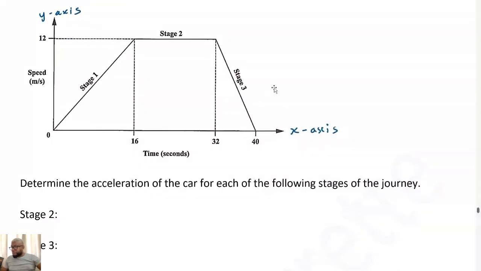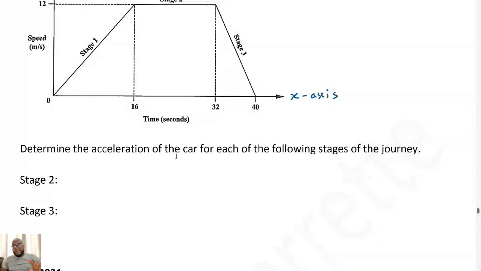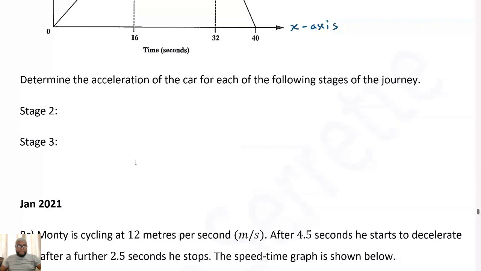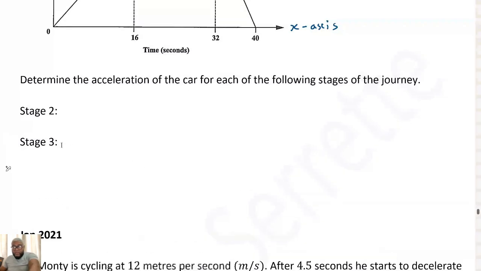And for stage three, Isaiah, is it an acceleration, a deceleration, or constant speed? Acceleration, sir. Deceleration, sir. Deceleration, right? So we good with all these things now. Let me see what this question is asking us. They want us to determine the acceleration of the car for each of the following stages of the journey. They did not put stage 1 here, but I want to put in stage 1 because I want us to work it out.